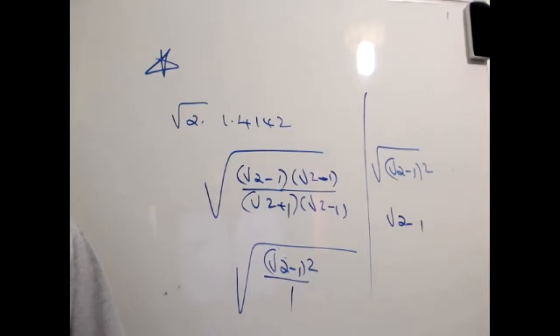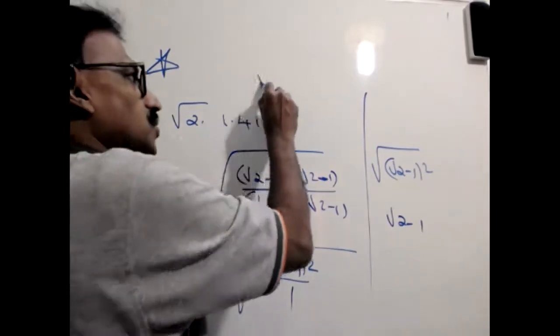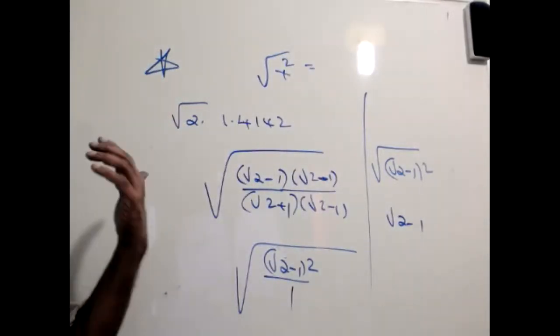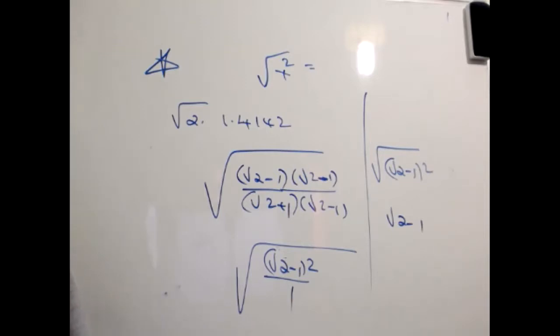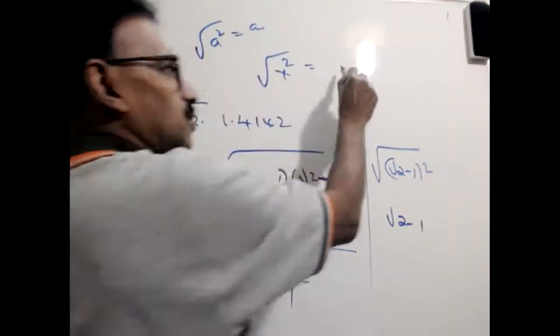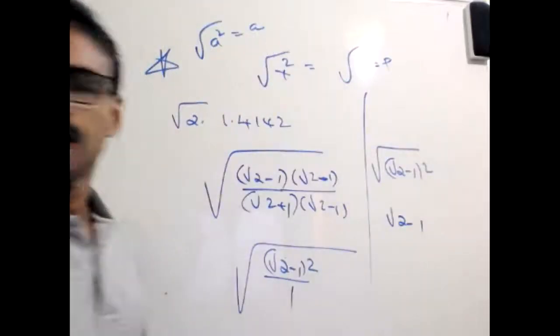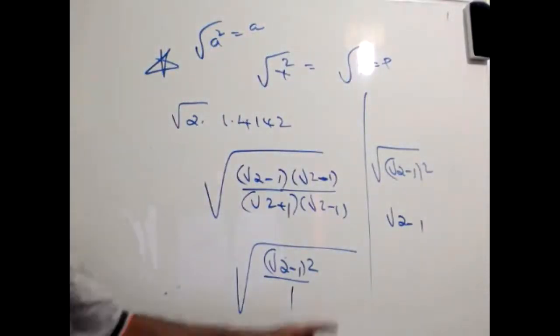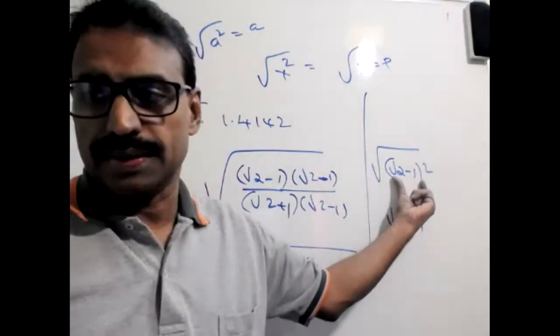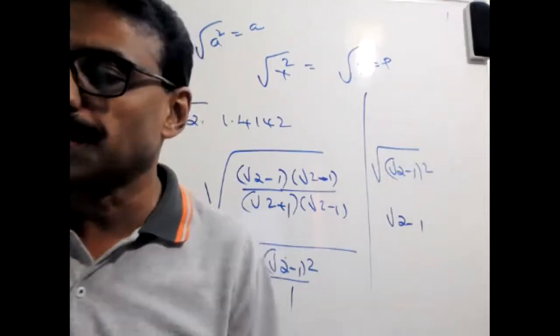Look here. Root of a square is what? My question: root of x square. What is the answer? Root of x square is x. Root of a square equals a. Root of p square equals p. Like that. Root 2 minus 1 whole square is what? Root 2 minus 1. Clear now, no need for any explanation. Because both are in one bracket, root of root 2 minus 1 whole square is root 2 minus 1.